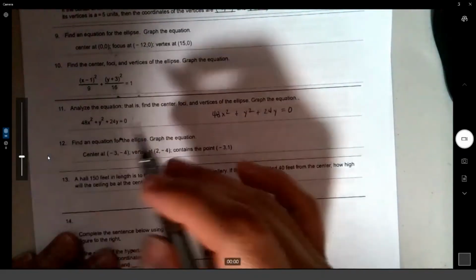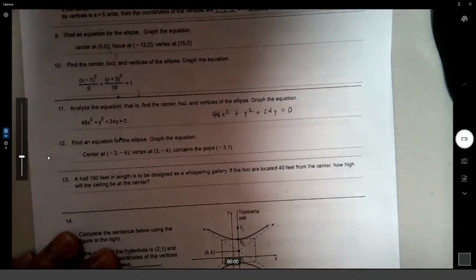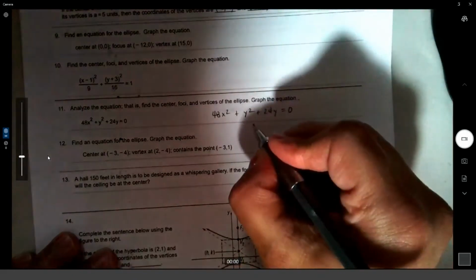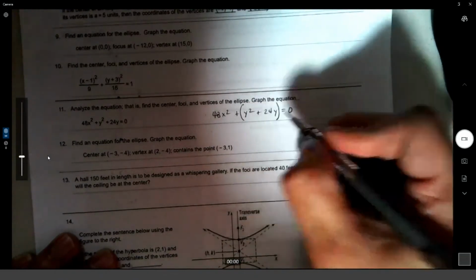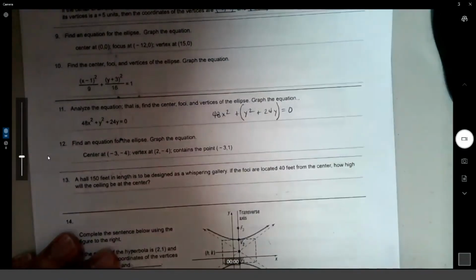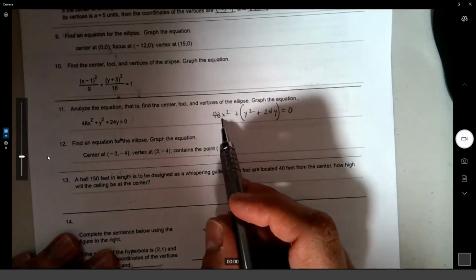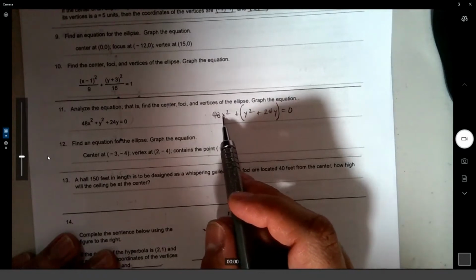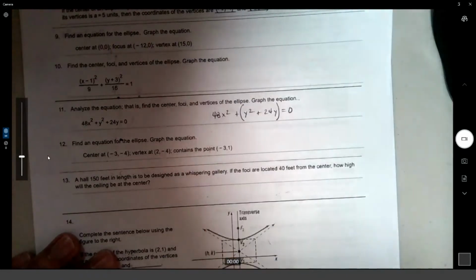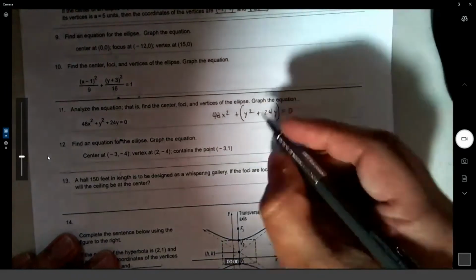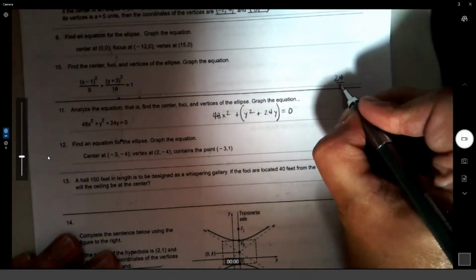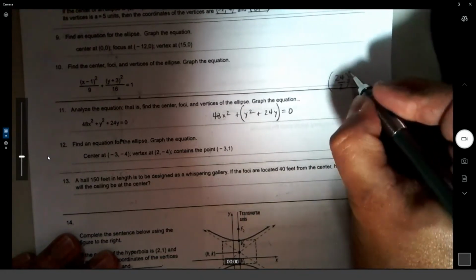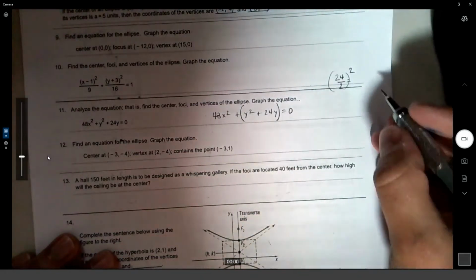This looks nothing like the equations that we're familiar with, so this is what we're going to do. We're going to group the y terms together, and we're going to complete the square on the y terms. We cannot really complete the square on the x terms because it is only the x squared term. There's really nothing we could do there. So we have to complete the square: 24 divided by 2, 12 squared.